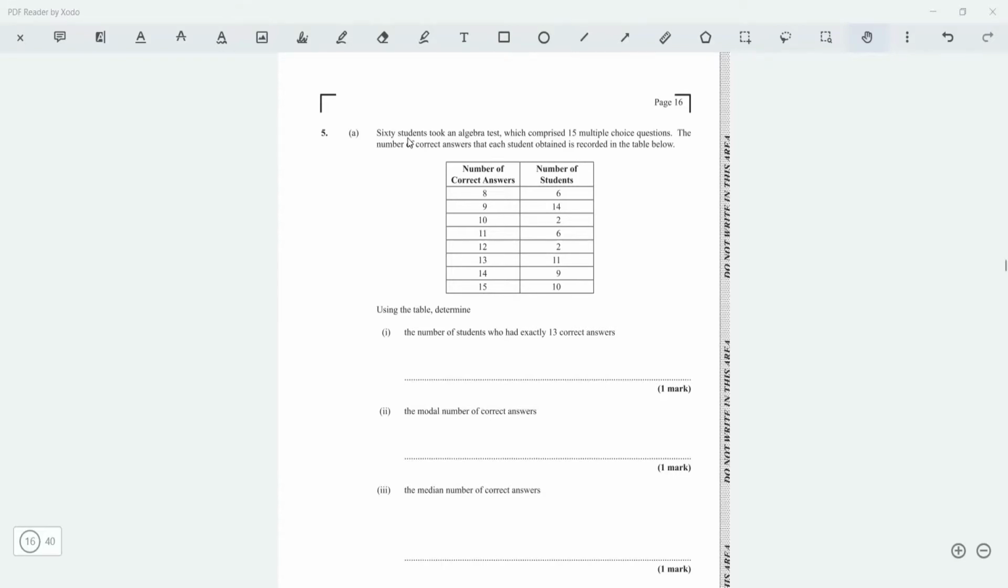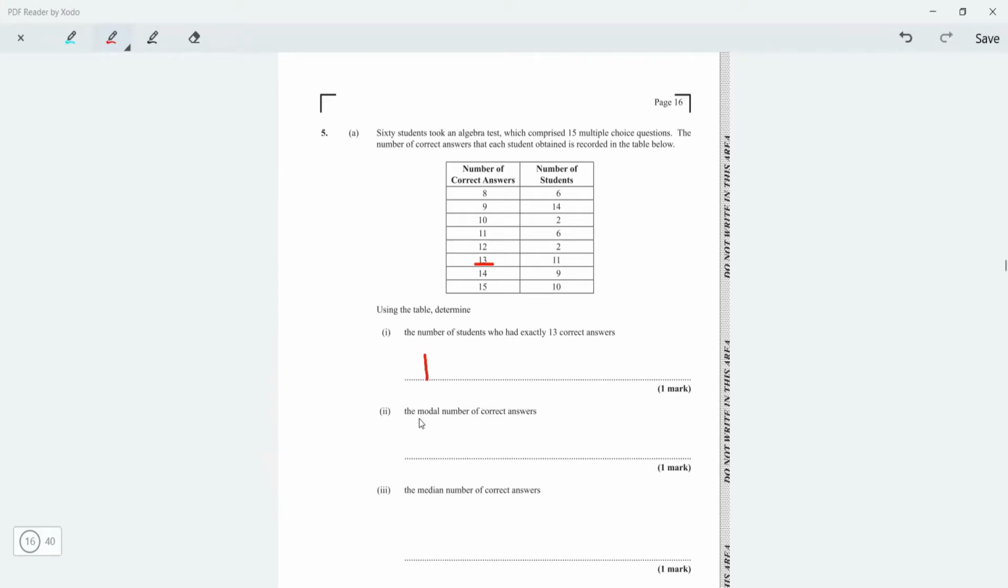which comprised 15 multiple choice questions. It says the number of correct answers that each student obtained is recorded in the table below. Using the table, determine the number of students who had exactly 13 correct answers. All right, number of students who got 13 correct answers: 11 students.